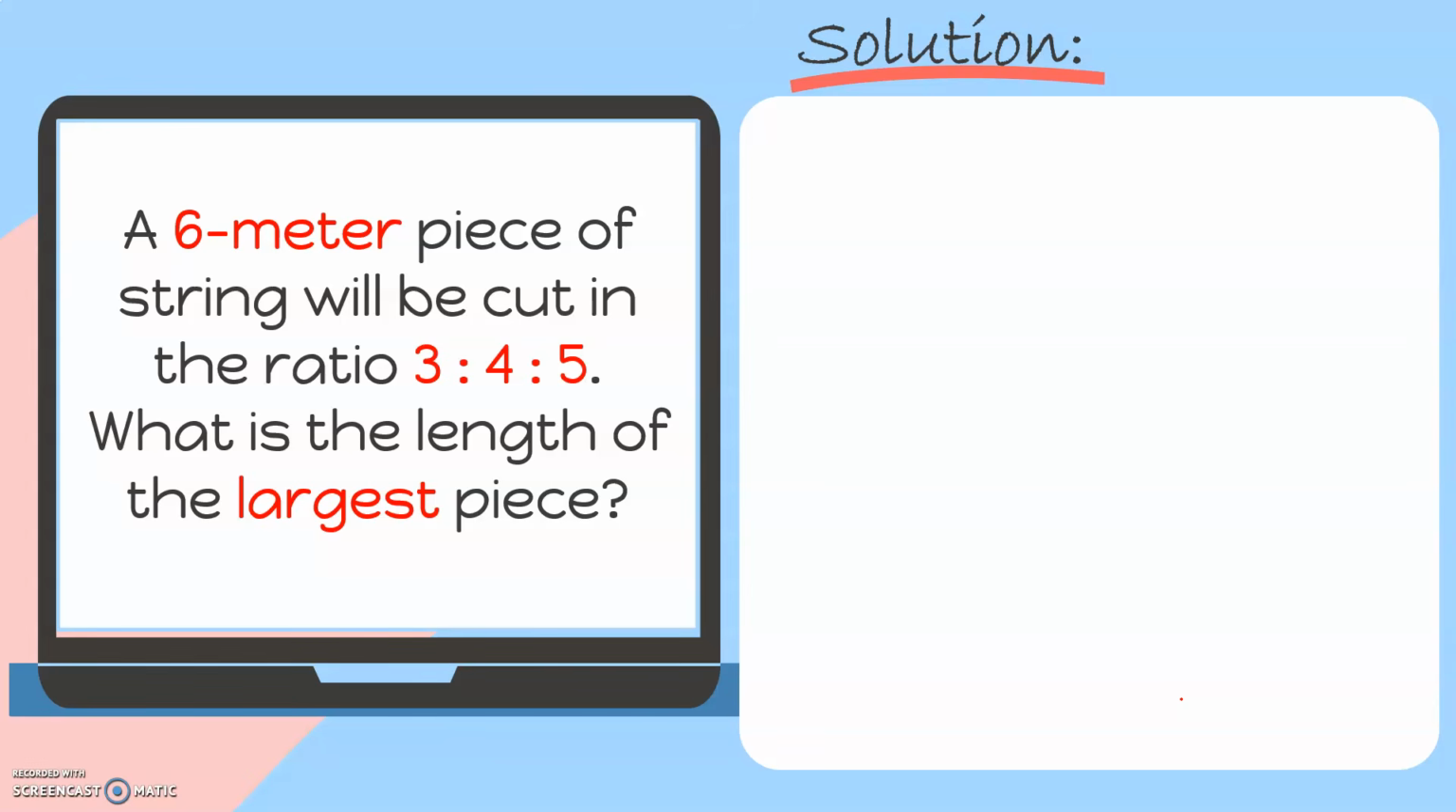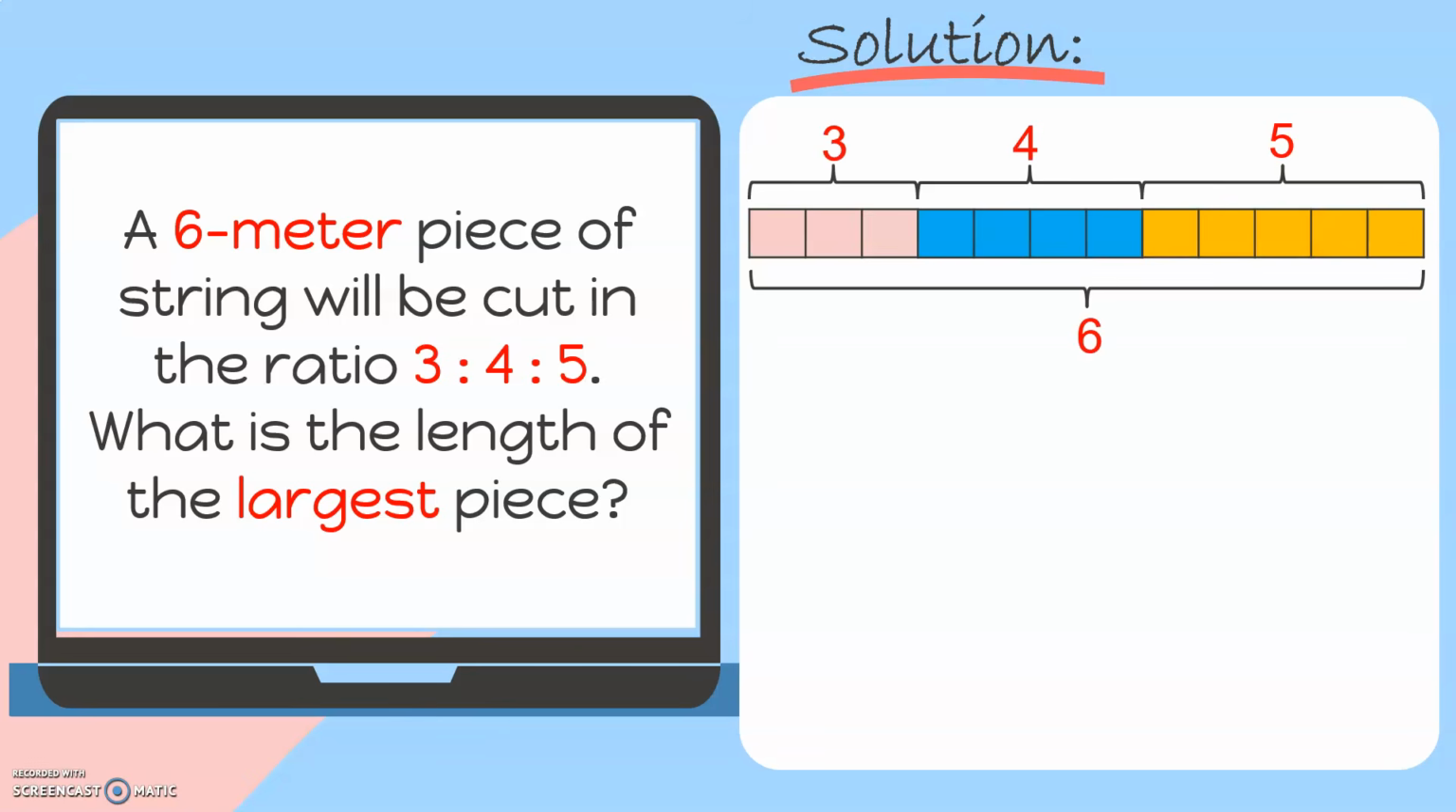Last example, a 6-meter piece of string will be cut in the ratio 3:4:5. What is the length of the largest piece? Okay, so in our illustration, that will look like this one. Now let us find the length of the largest piece. Okay, in the ratio 3:4:5, the biggest number is 5. That means this number corresponds to the largest piece. So we'll find the value of 5 parts.